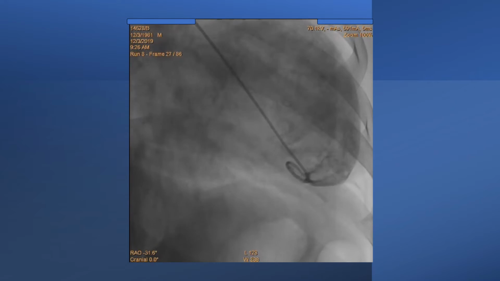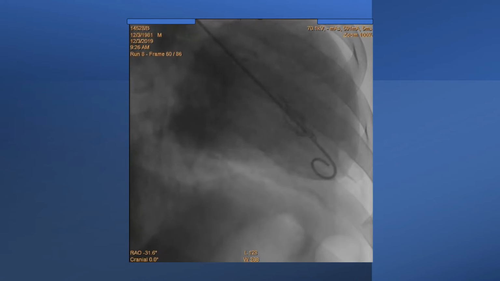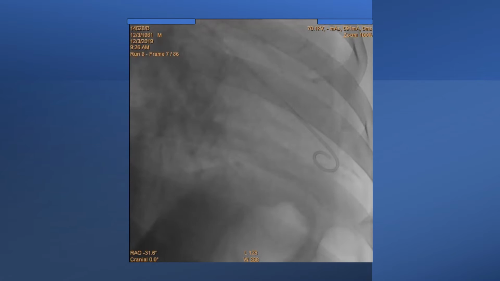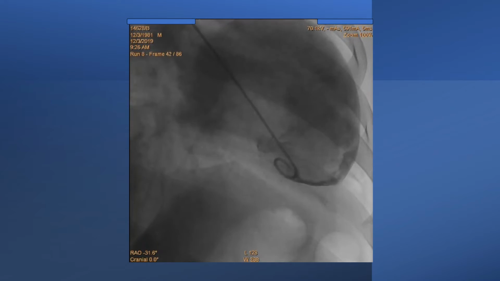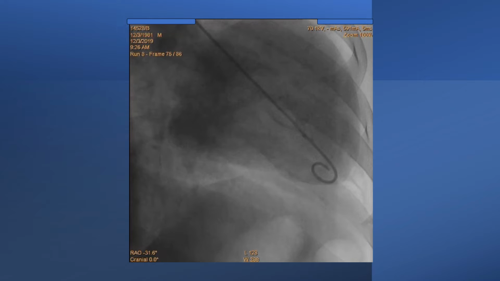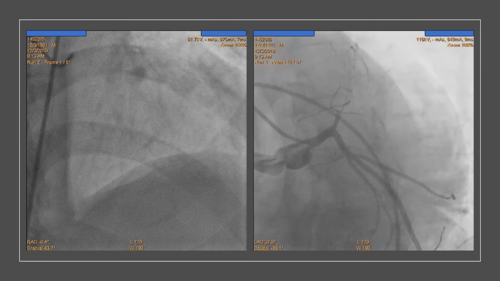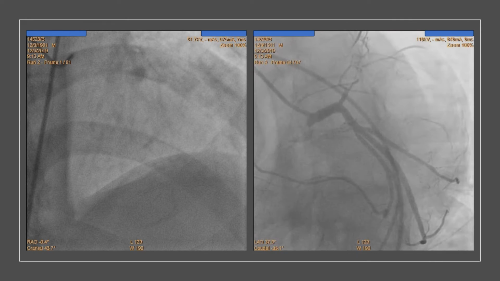In another extreme case, we can see a severely dilated left ventricle with global hypokinesia. This patient has his LAD totally occluded.